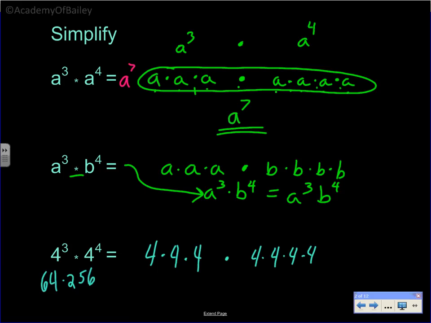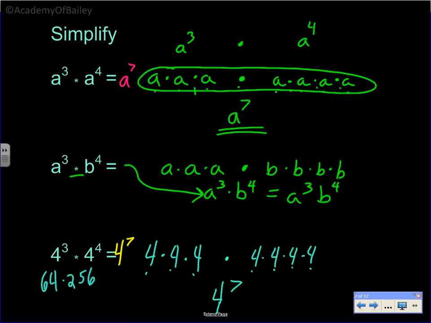So how many 4's are being multiplied here? 1, 2, 3, 4, 5, 6, 7. There are 7 4's being multiplied. So 4 cubed times 4 to the fourth is equal to 4 to the seventh. And at this point, 4 to the seventh, that would benefit us by, we're probably going to have to type that in the calculator, or at least most people will.